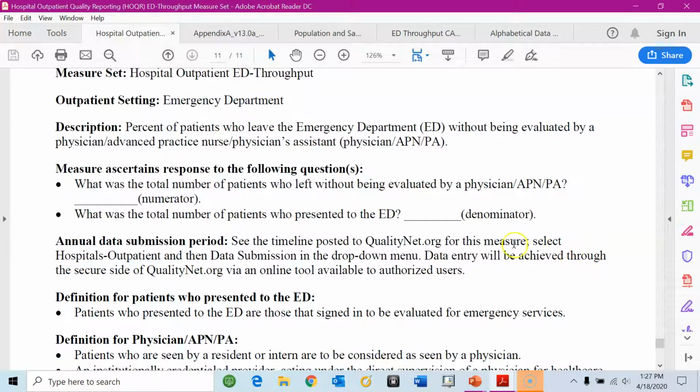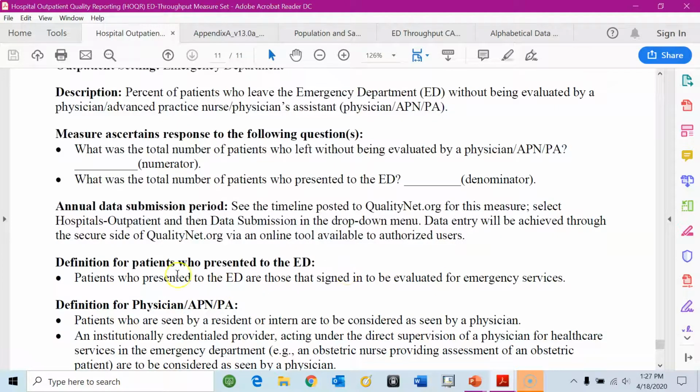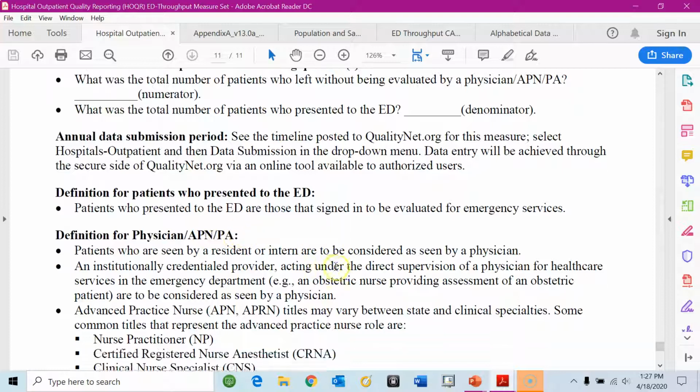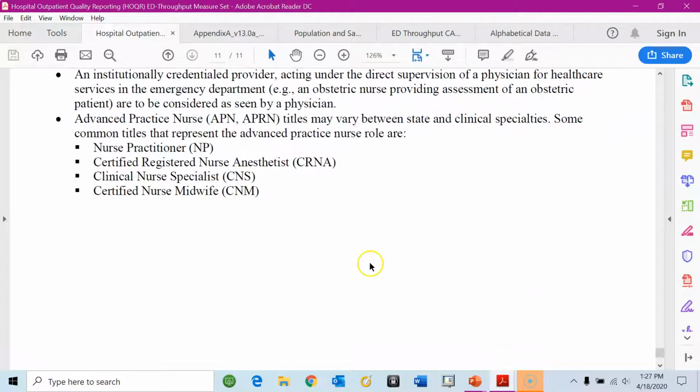But it does give you information about the definition of patients who presented to the ED. So those are patients who presented and are signed in to be evaluated for services. It also tells you what the definition is for the physician, APN, or PA. So who we're talking about there.